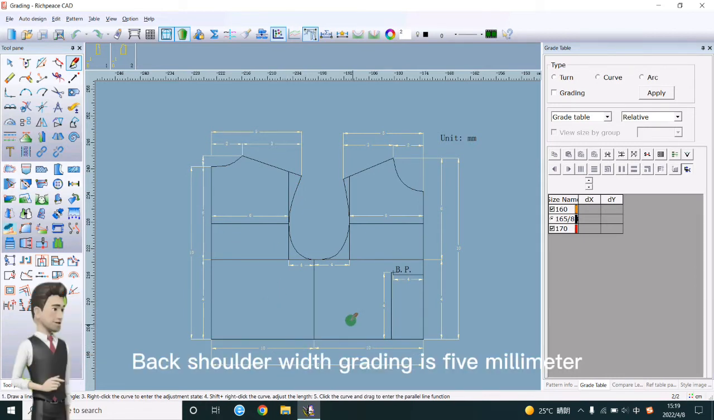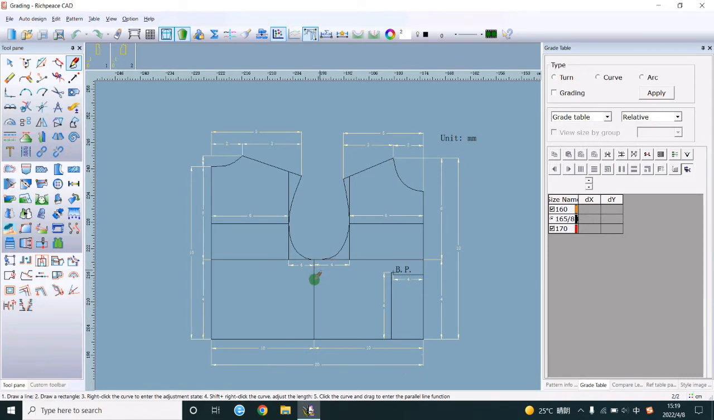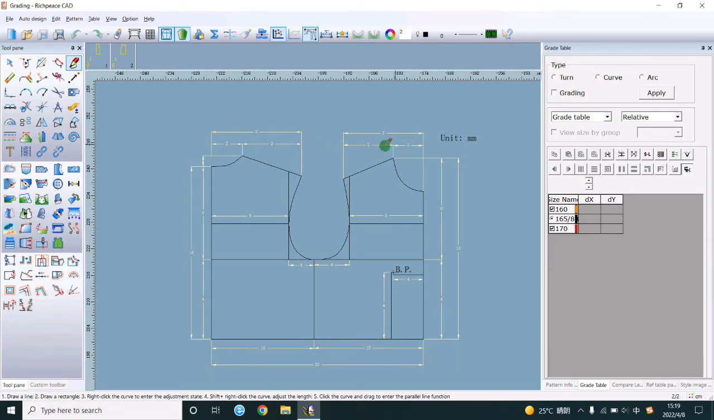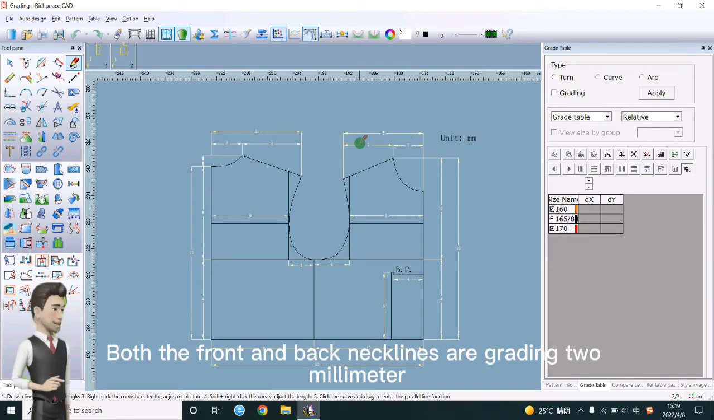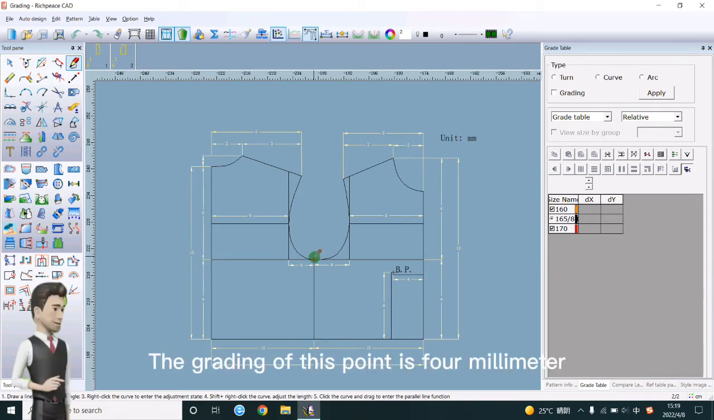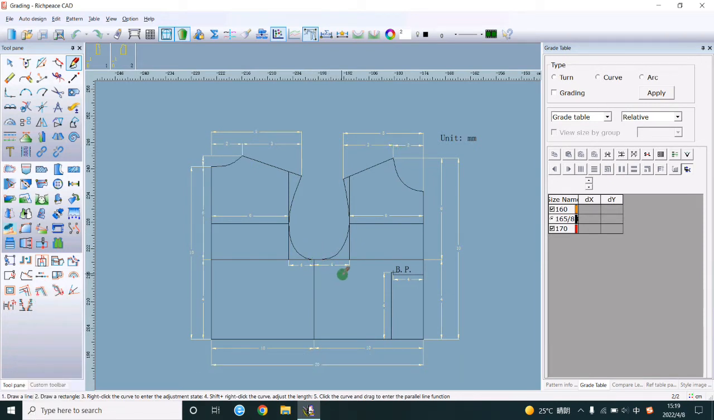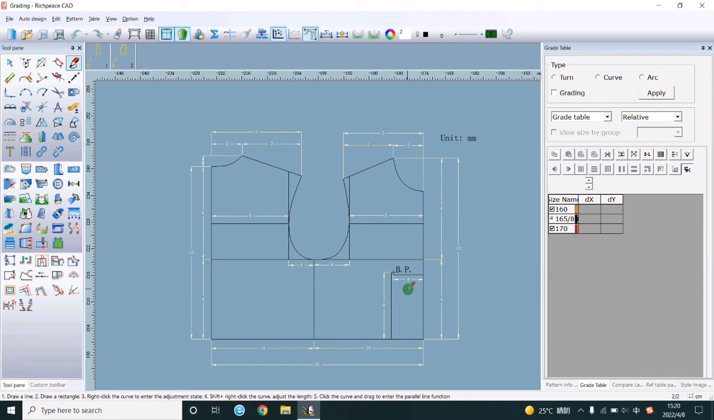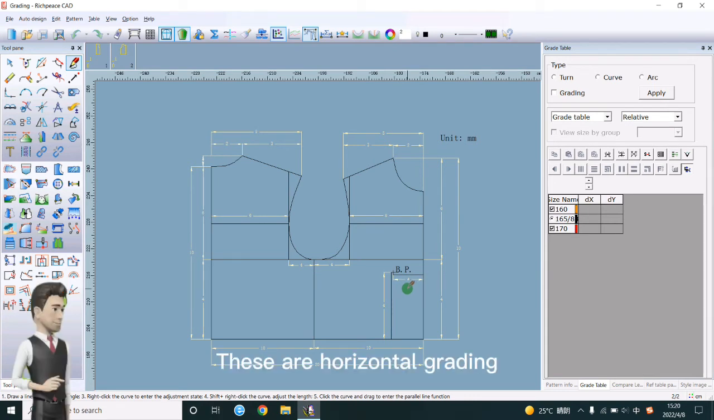Back shoulder width grading is 5 mm. Front shoulder grading is the same as the back shoulder. Both the front and back necklines are graded 2 mm. The grading of this point is 4 mm. The BP grading is 4 mm. These are horizontal grading.